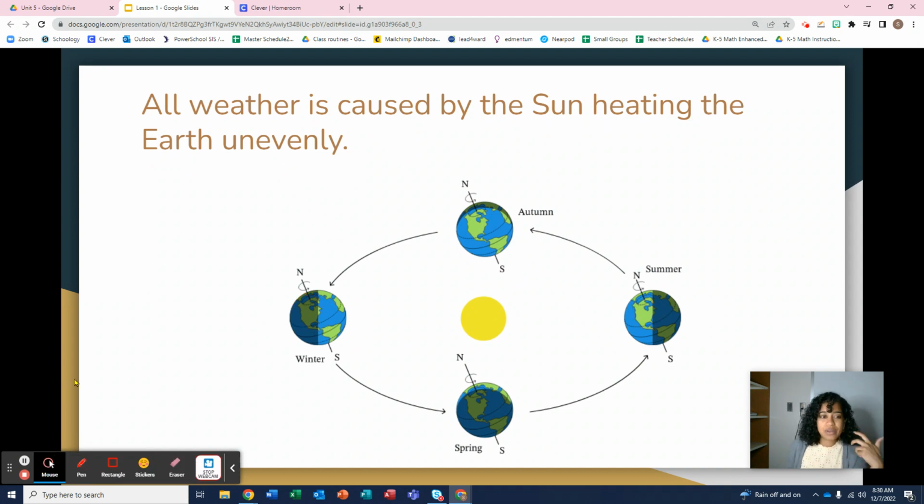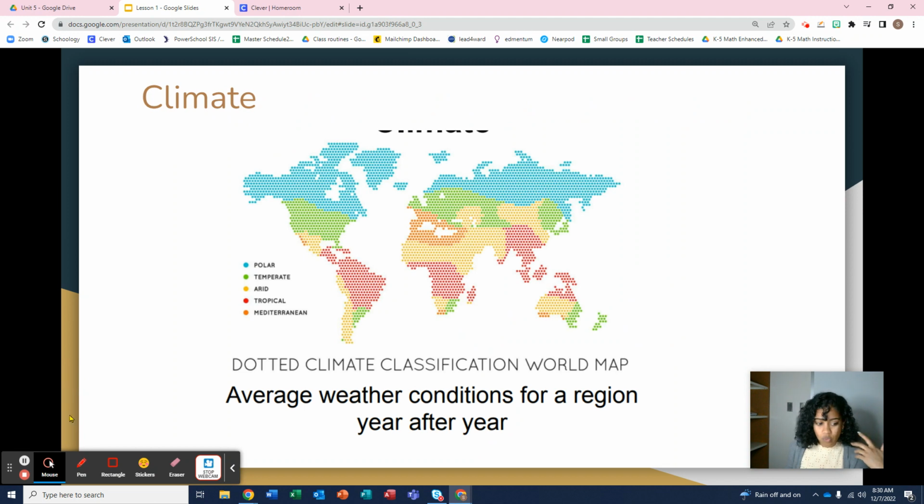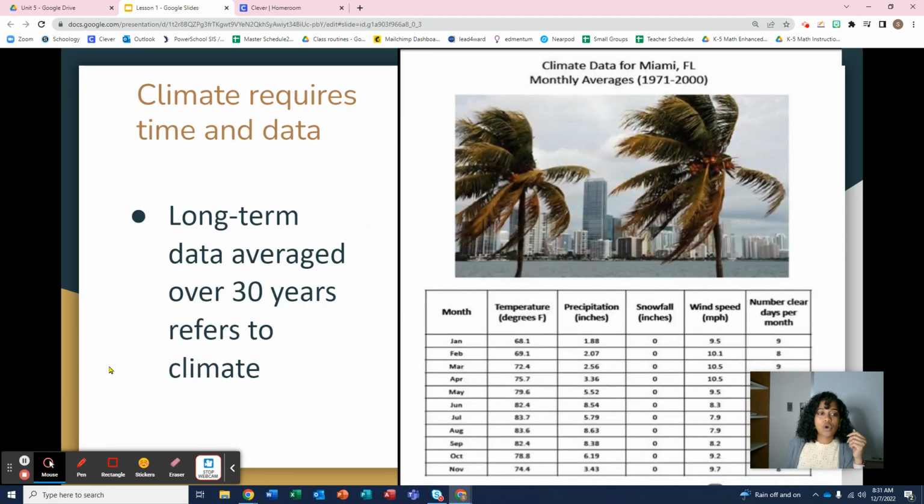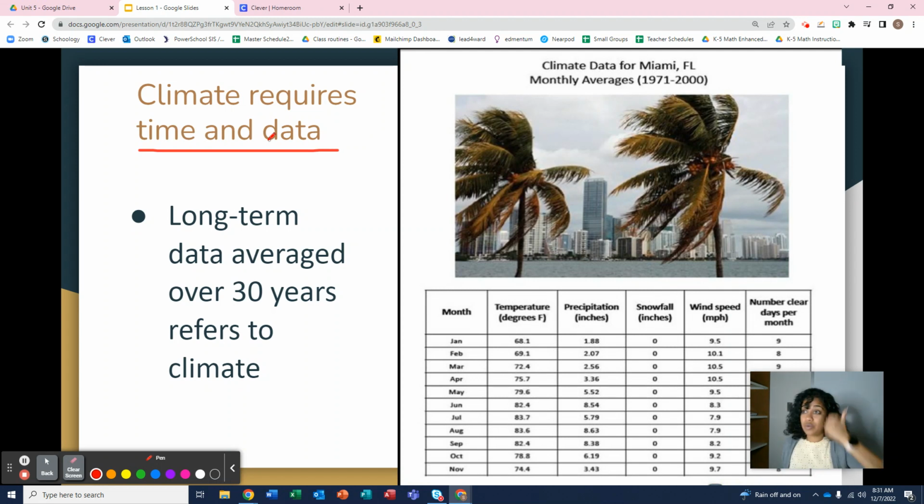Okay. Now that we've figured out what weather is, what is climate? Climate is the average weather conditions for a region year after year. What we need for climate is time and data. For weather, we can just go outside. I can go outside right now and tell you what the weather is. I can't tell you what the climate is just from this one time. Climate requires time and data.